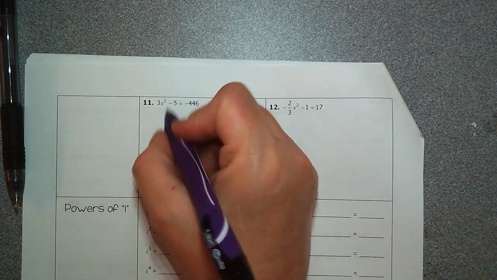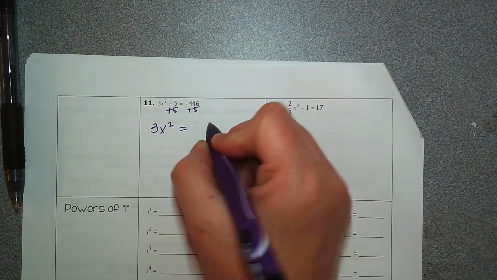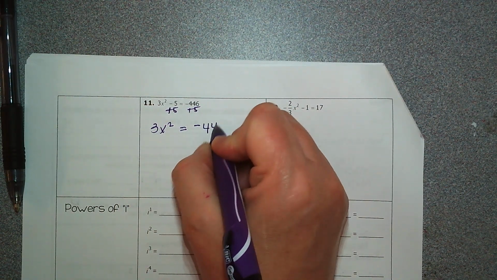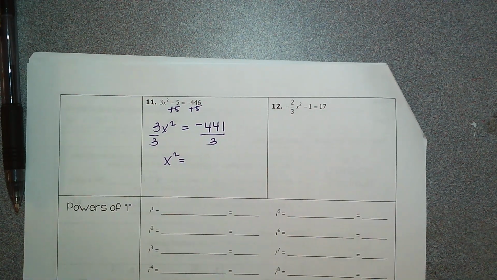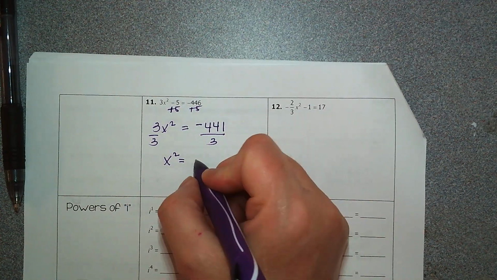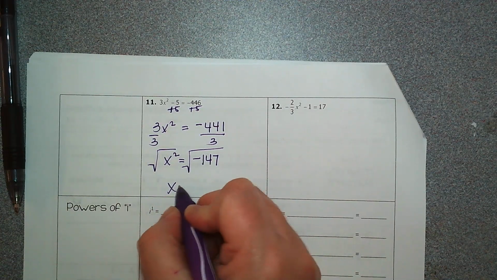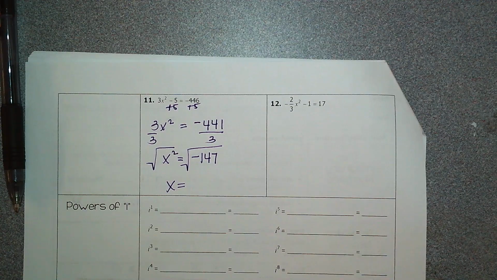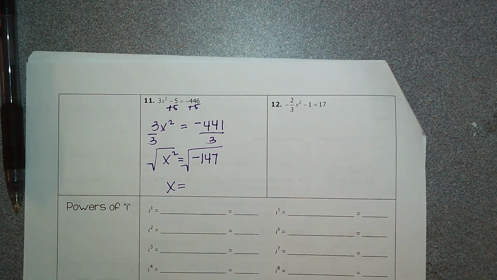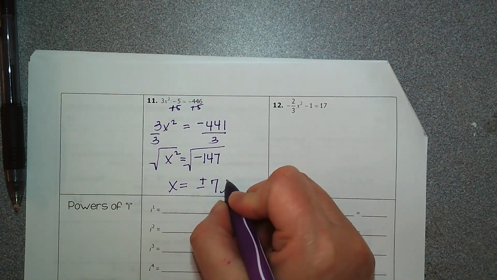Number 11, add 5 and divide by 3. What's the square root of negative 147? You should have your calculator at your desk. It doesn't take but a second to punch it in. Plus or minus 7i times square root of 3.